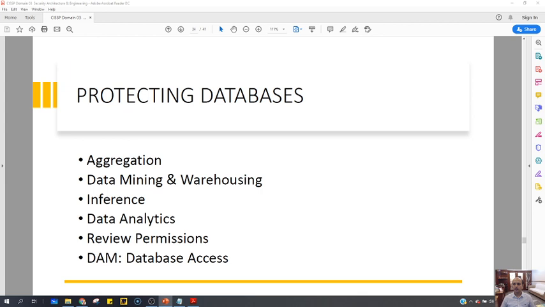Then to protect databases, we need to review the permissions, and we need to use a DAM, database access management tool. While reviewing the permissions, we are preventing the databases from attack. Also by using DAM, we can prevent these attacks by giving granular access to the database based on the query types, right? So today we are stopping here only, and tomorrow we will start again.